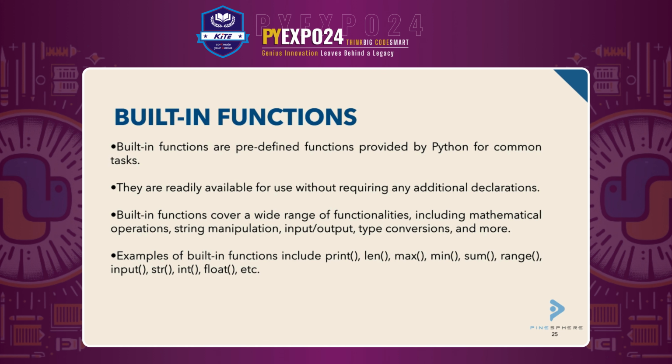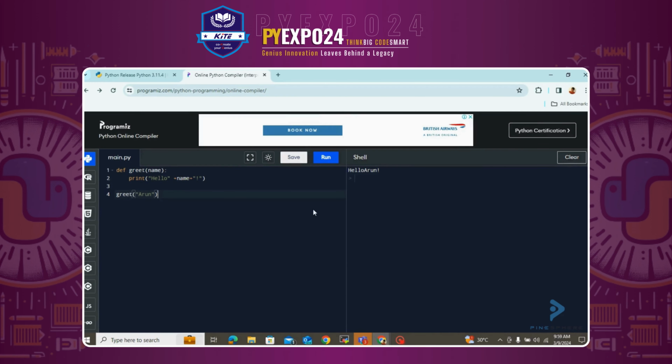So the advantage of built-in functions is that they are readily available for use without requiring any declaration. They can be directly used from the Python code without needing external modules. Okay. Examples of built-in functions are print, len, max, min, sum, range. All these things are examples of built-in functions. Print is a function that we use here, right? Print. This is a built-in function in Python.